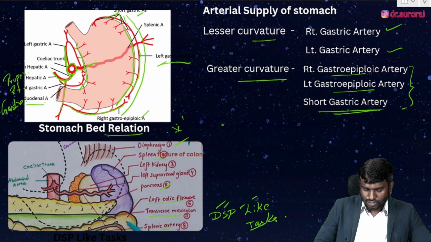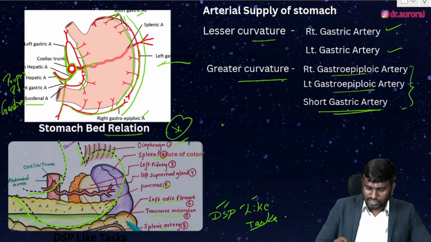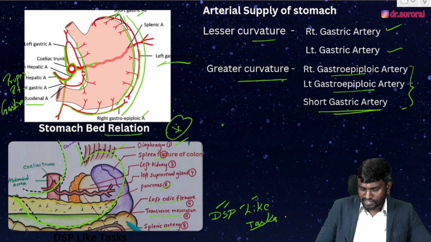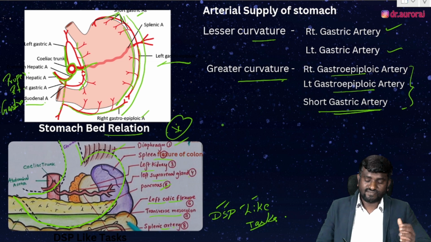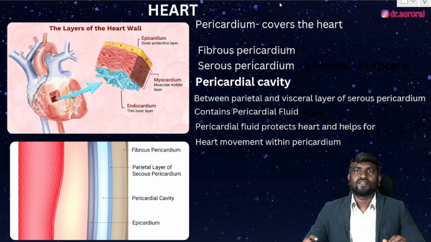So this is going to be your stomach, and these are the structures you will see. You will see the diaphragm, the splenic flexure of colon, the left kidney, the left suprarenal gland, pancreas, left colic flexure, transverse mesocolon, and the splenic artery. This is going to be the stomach bed relation.